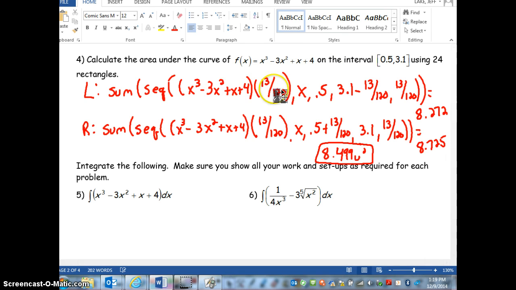So that's the equation times the width, comma the x, comma the start value here, and then the end minus the width, comma the width. Plug it in, you get 8.272.